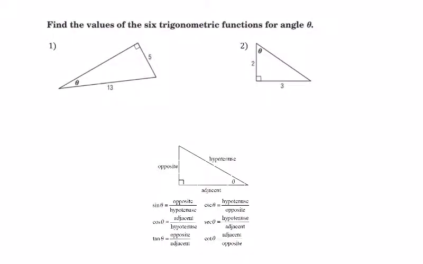All right, so let's see some examples. These directions say find the values of the 6 trigonometric functions for angle theta, right? So we're given this triangle here, and we know that these are the 6 trig functions. So we're going to try to find all those, right? Now, one thing is here, remember that these are ratios of 3 sides, but one of these sides is missing, right?